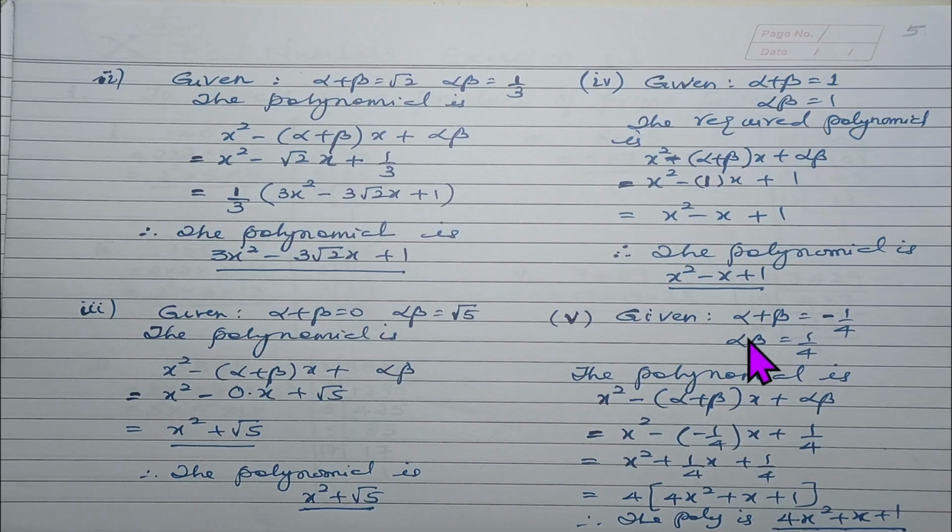So that is the required polynomial. The next one is alpha plus beta is given as minus 1 by 4, alpha beta is 1 by 4. The required polynomial is x square minus alpha plus beta into x plus alpha beta. Substituting we get x square minus of minus 1 by 4 x plus 1 by 4, minus into minus becomes plus, so x square plus 1 by 4 x plus 1 by 4, taking 4 outside.